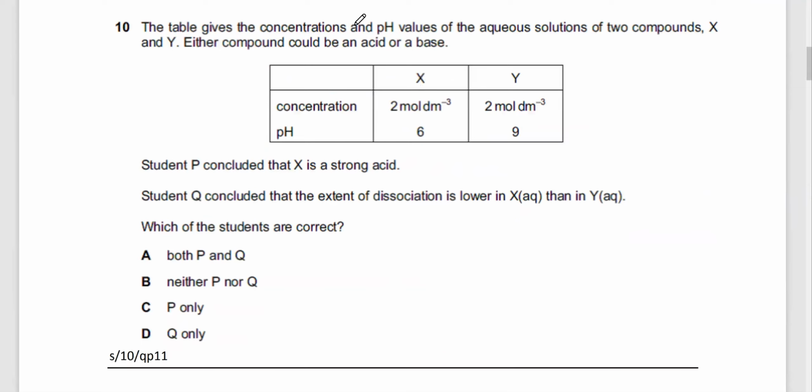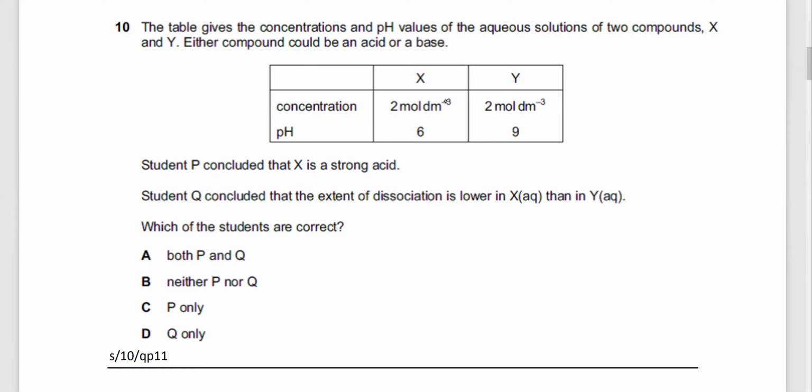Let's talk about this question. The table gives the concentration and pH values of the aqueous solutions of two compounds X and Y. Either compound could be an acid or a base, and the pH values are stated. Both have a concentration of 2 mol per dm³. Now remember, there's a pH scale.